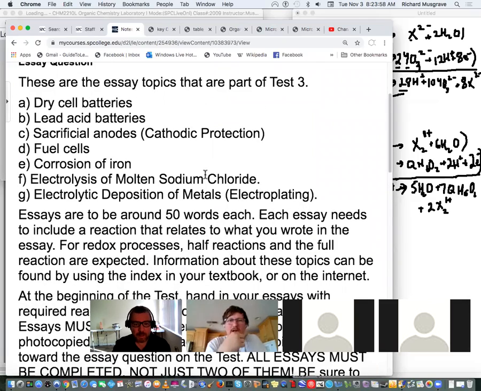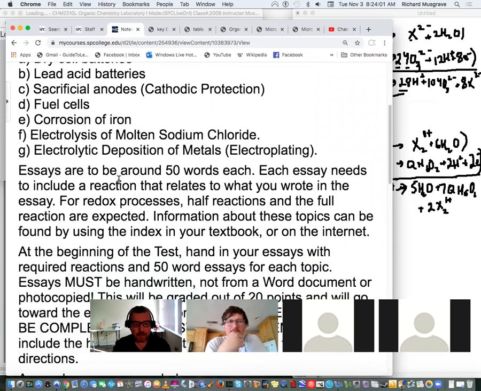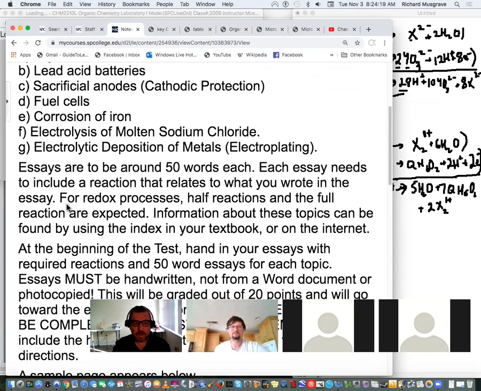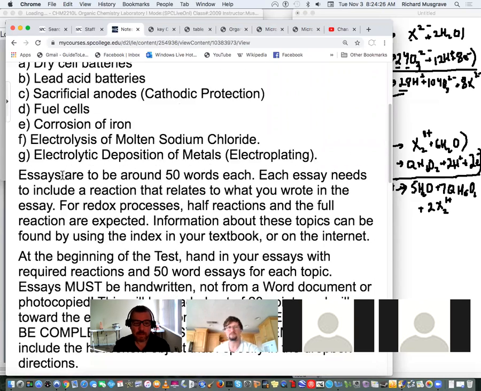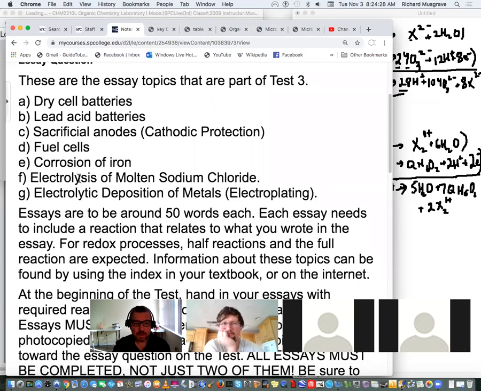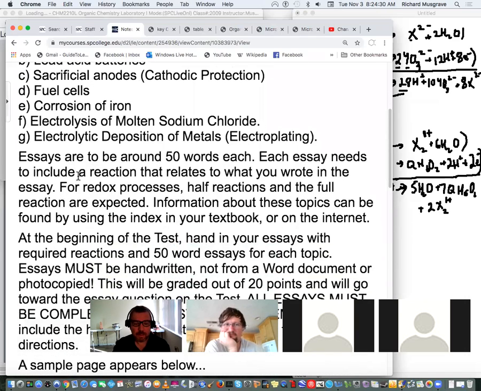So these are the topics, and you need to do all 7 topics. They're just 50-word essays, but you need to include a reaction that relates to what you're writing in the essays. These are all redox processes, so you need 2 half reactions and a full reaction. You can find any information by using your textbook or on the internet. You can look these up in the index of your textbook, or lots of stuff's been written about all of this in lots of different places.